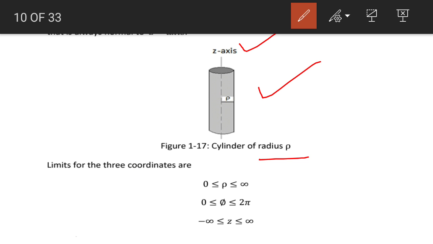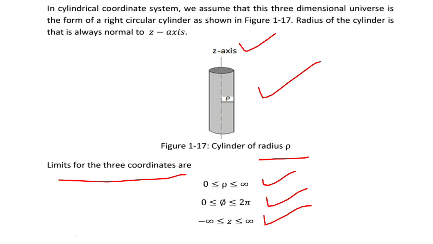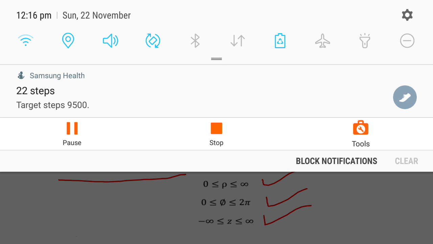Let us talk about the limits of the three coordinates of the cylindrical coordinate system. So rho extends from 0 to infinity, phi extends from 0 to 2 pi, and z extends from minus infinity to plus infinity. We will talk about the spherical coordinate system in the upcoming class.